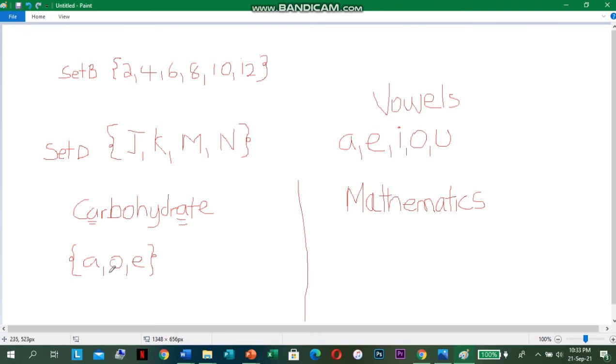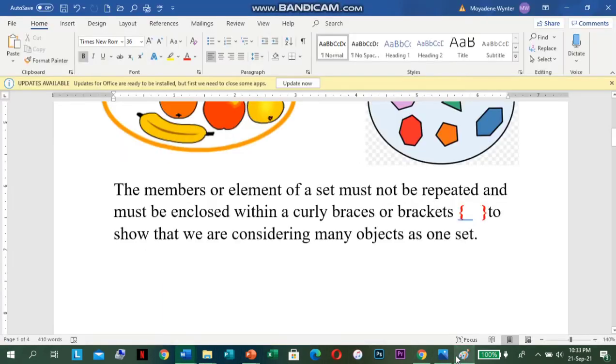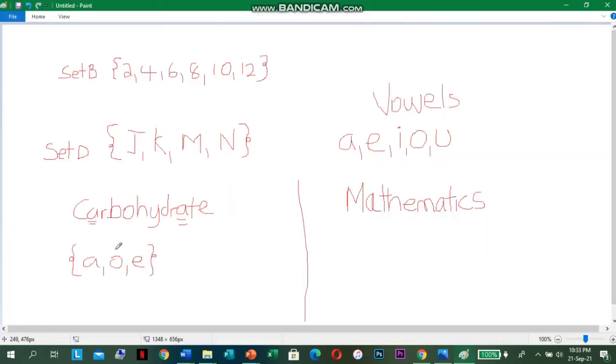Let me go back to the definition. It says the members or elements of a set must not be repeated. So therefore, I don't repeat the vowel A. I just write it one time. This is how I represent my set of vowels from the word carbohydrate.